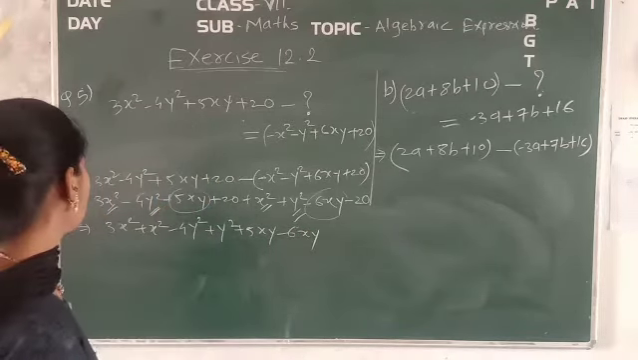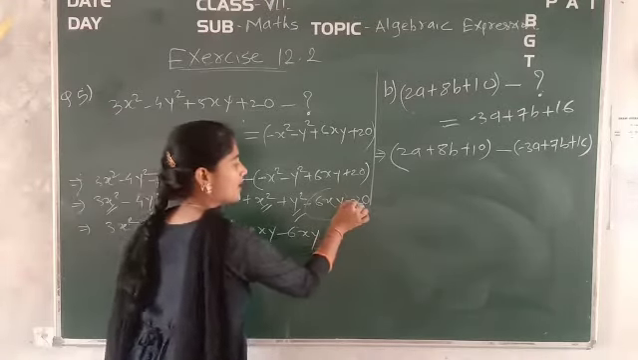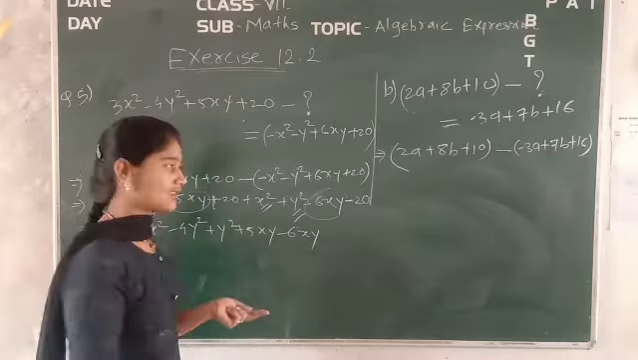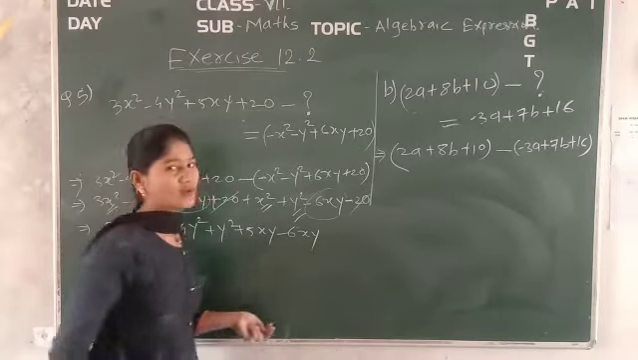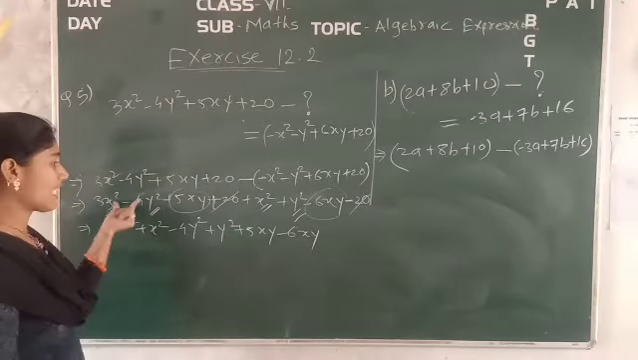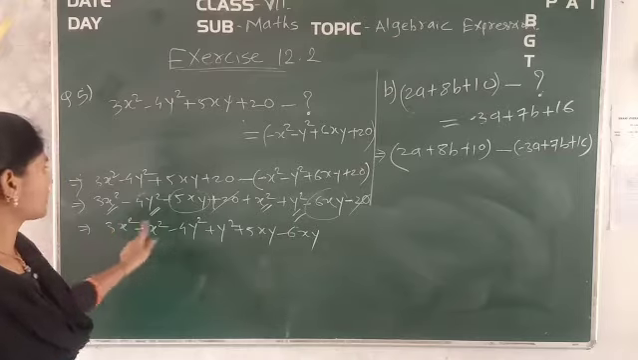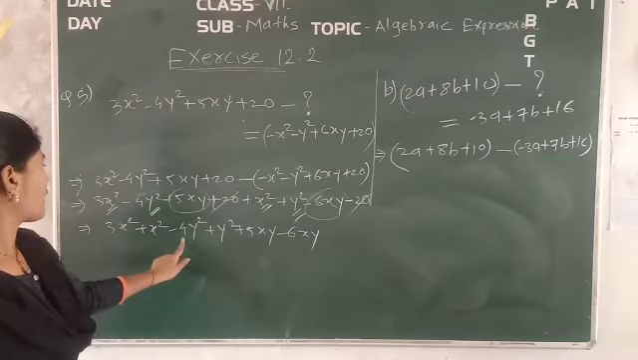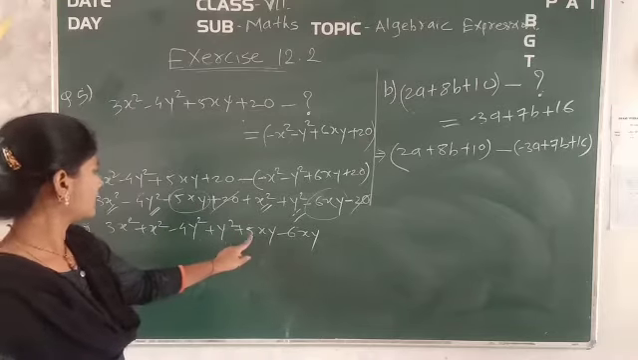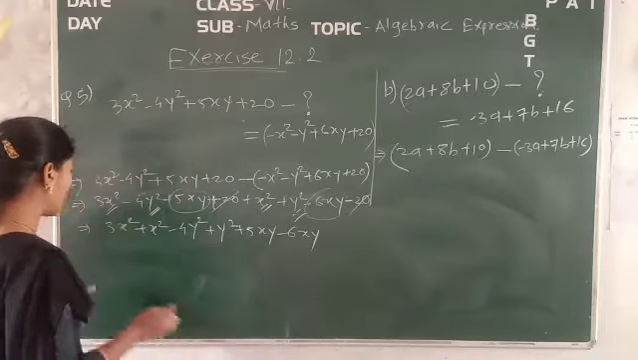What remains now? See, this is plus 20, this is minus 20, opposites, so they will get cancelled out. So now what remains? See whether we have taken all the terms towards each other or not. Once check it out: 3x square, x square, minus 4y square, plus y square, plus 5xy, minus 6xy. All terms we have taken towards each other. So do the calculation right now.